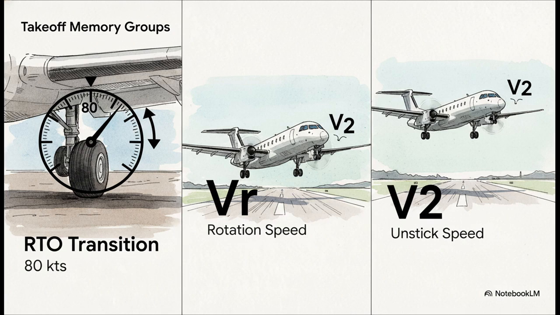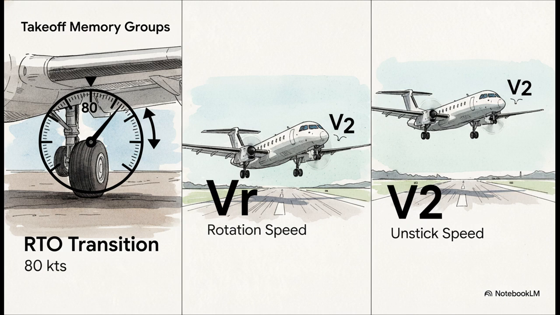Again, let's use a mental trick here, grouping these speed limits conceptually, like linking rotation variables specifically to VR and unstick variables to V2, saves incredible brain power and makes recall so much easier. Whenever you think of rotation on the runway, your baseline is always VR. Your safe envelope is -5 to +15.